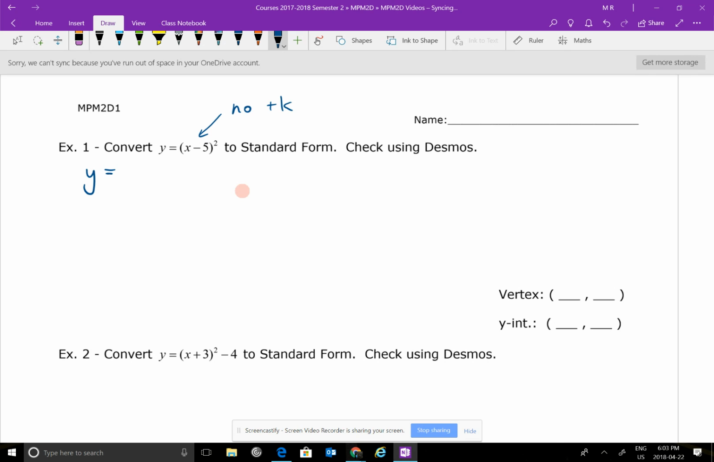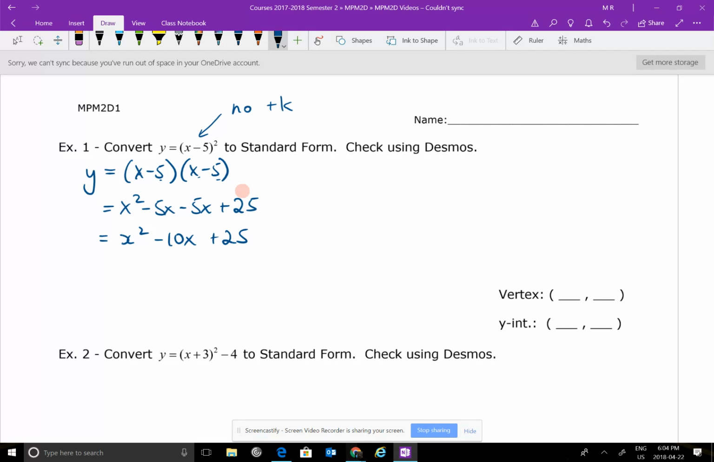Let's write down y equals (x minus 5) times (x minus 5). If we expand this, we get x times x, which is x squared, x times minus 5, which is minus 5x, another minus 5x, and then minus 5 times minus 5 is 25. Two negatives make a positive, so plus 25. Collecting like terms, we have x squared minus 10x plus 25.